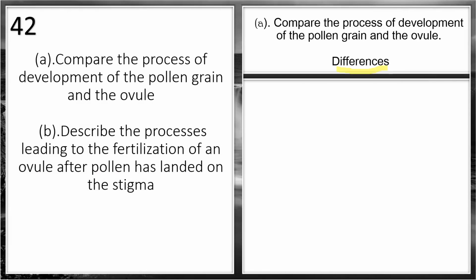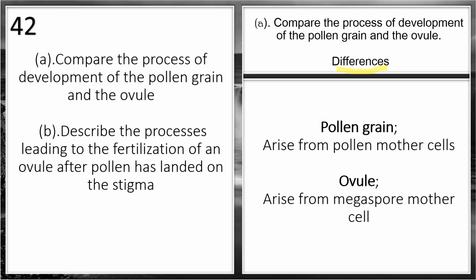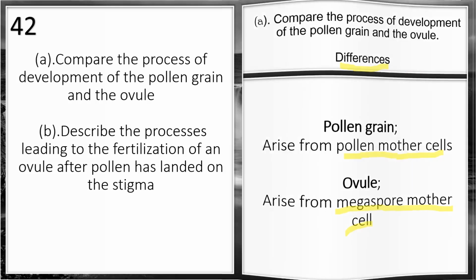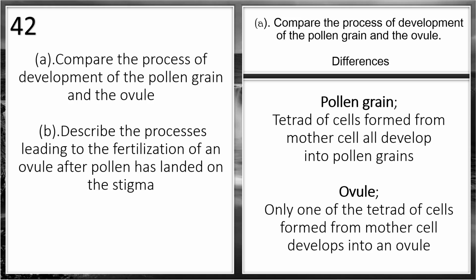Let's look at the differences. Pollen grains arise from the pollen mother cells. The ovule arises from the megaspore mother cells. Pollen tetrad cells formed from the mother cells develop into pollen grains. In the ovule, only one of the tetrad cells formed from the mother cell develops into an ovule.